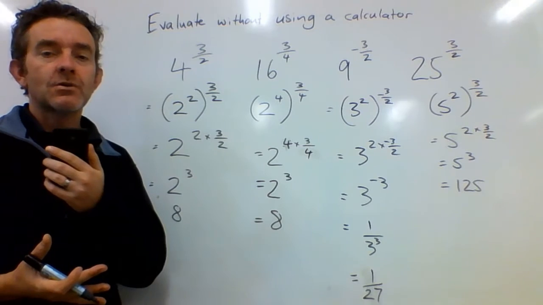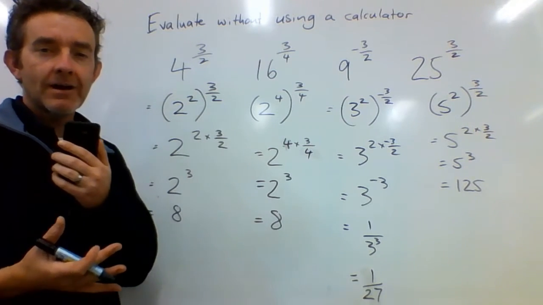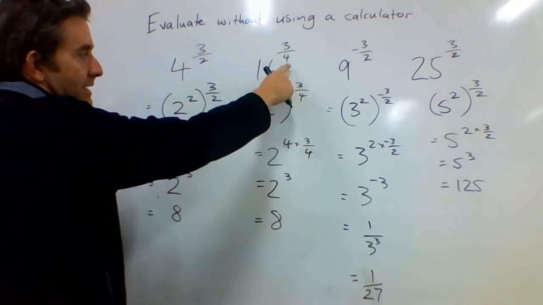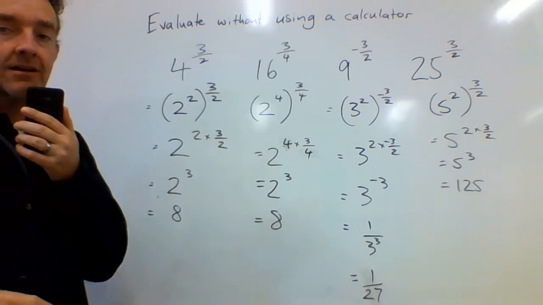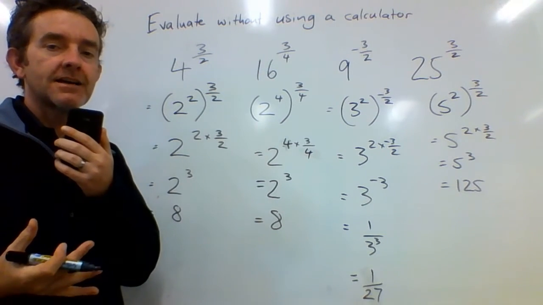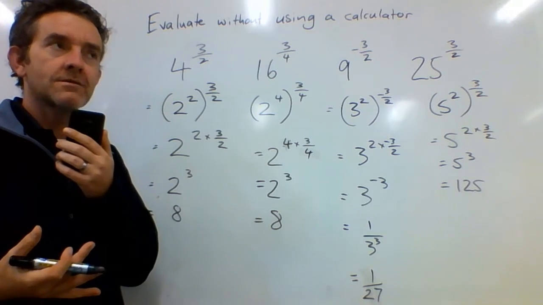So all of those questions were pretty straightforward. They all had the right number on the bottom to make it work out so that they cancelled out. If they didn't, you'd end up with a fractional answer, and maybe we need to look at that in a different video.